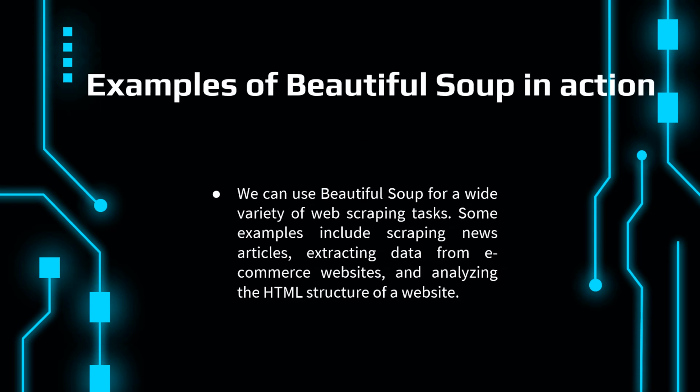Examples of Beautiful Soup in action. We can use Beautiful Soup for a wide variety of web scraping tasks. Some examples include scraping news articles, which is one such application of Beautiful Soup for web scraping. Another one is extracting data from e-commerce websites, and also analyzing the HTML structure of a website. So these are the wide examples that we see in real life of Beautiful Soup.